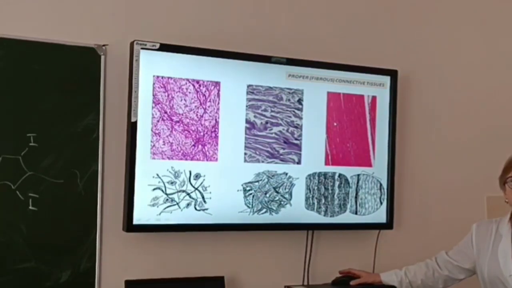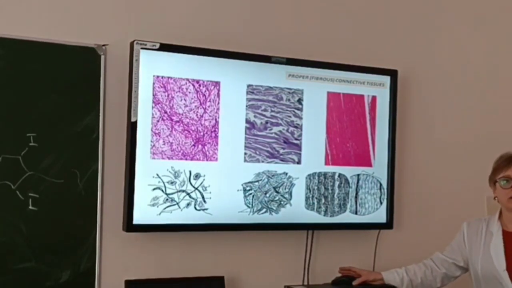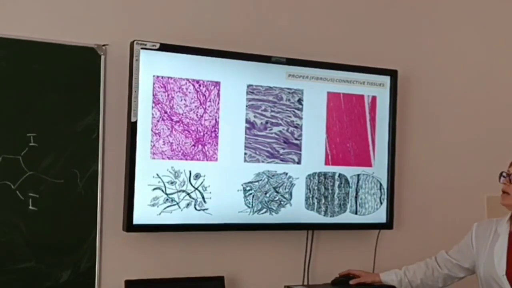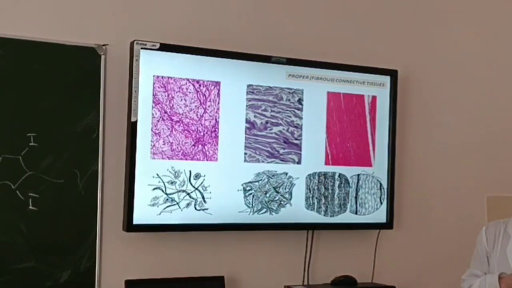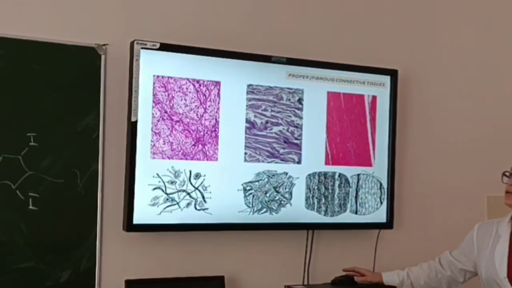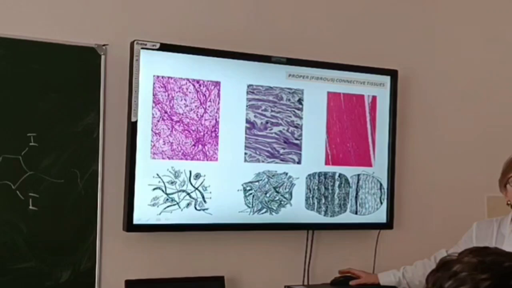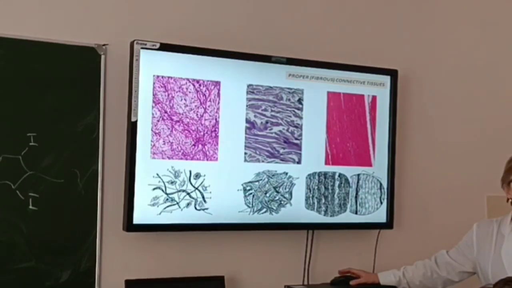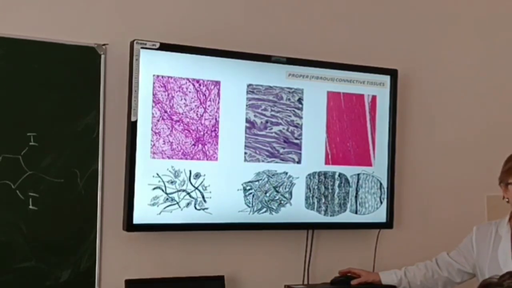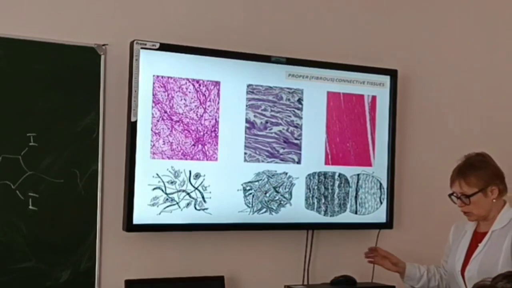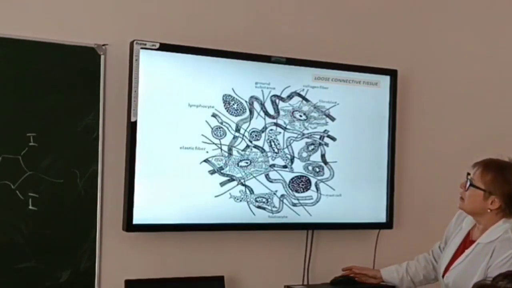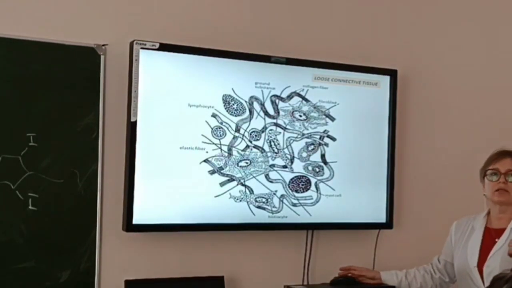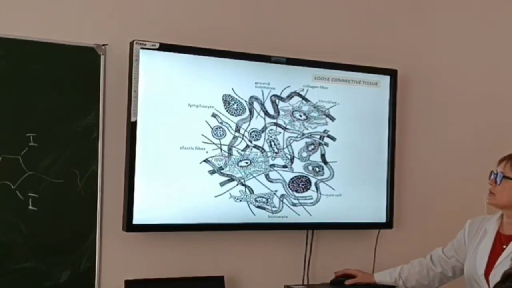Regular dense connective tissue can be found in ligaments and tendons, irregular in the reticular layer of the skin, for example. Loose connective tissue can be found everywhere in our organism because it accompanies all blood vessels. Blood vessels and capillaries can be found everywhere, so loose connective tissue will be everywhere. Now, step by step, let's consider their structures.